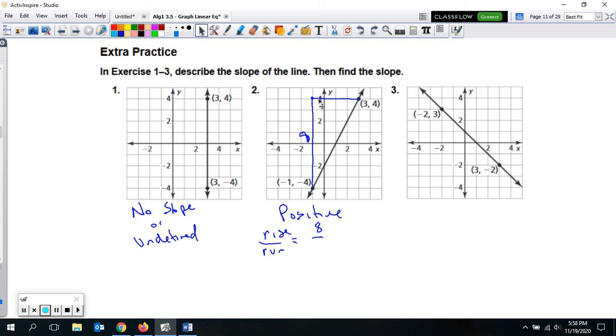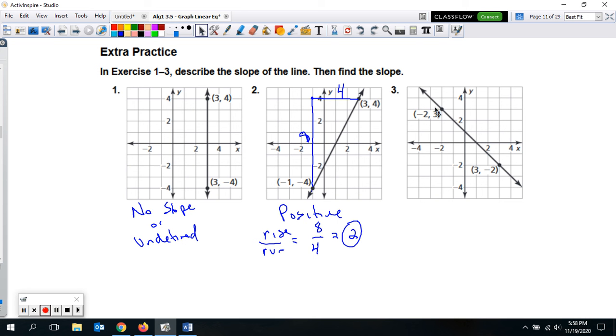And then the run, we'll count that one. 1, 2, 3, 4. Our run is 4. And these are both positive directions. You can see I'm going up, that's positive 8, and I'm going to the right, that's positive 4. And so that's going to be a 4 at the bottom of that fraction, which simplifies to 2. So our slope is 2. The slope of this, the steepness of the line here, is described by 2.